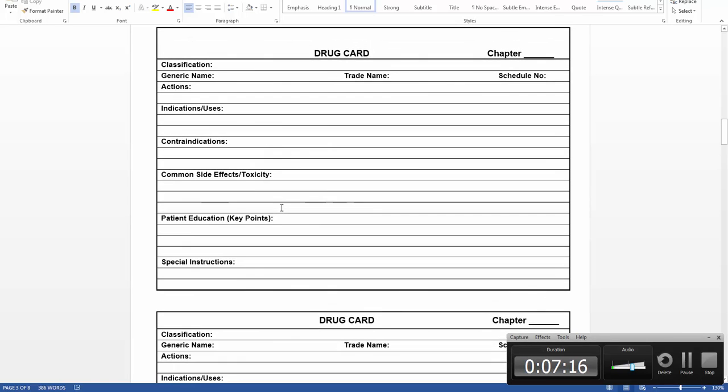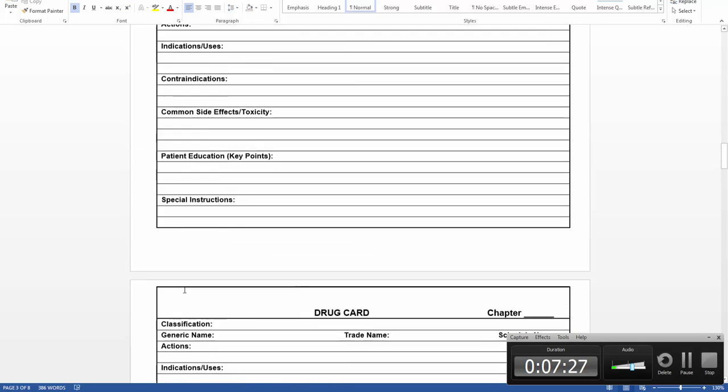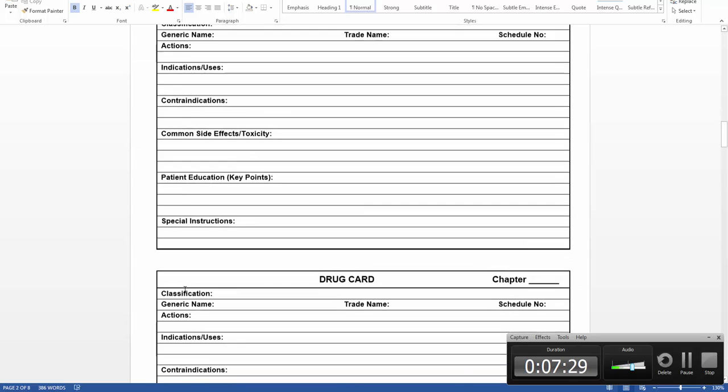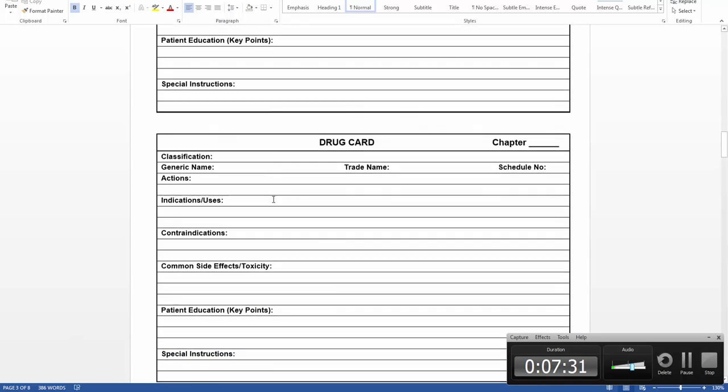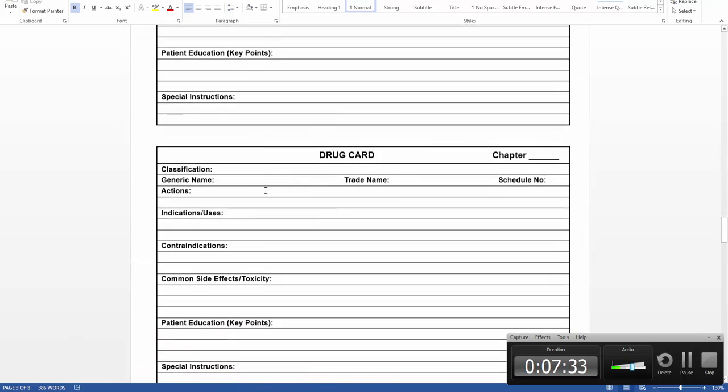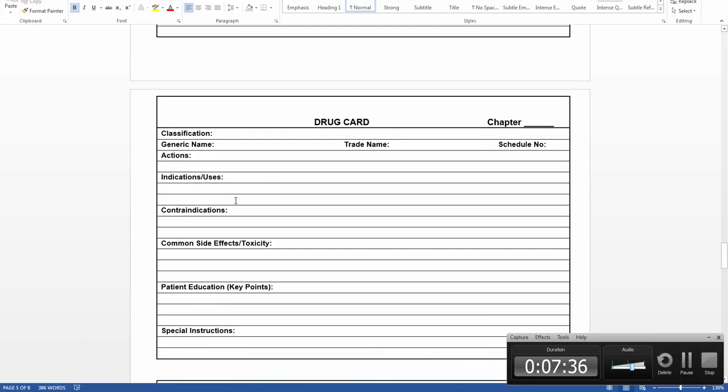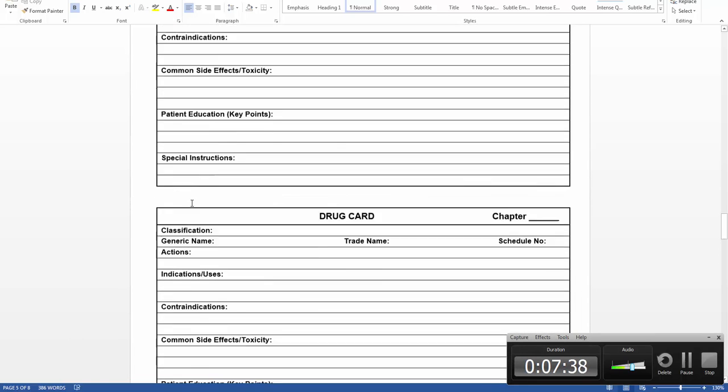on each page. You do not need to cut the pages in half. I repeat, you do not need to cut the pages in half, because then we're only going to be dealing with half pages, and they're really crazy to deal with. So you could turn in your full pages. There's 2 on each one, and that's pretty much the drug cards in a nutshell.